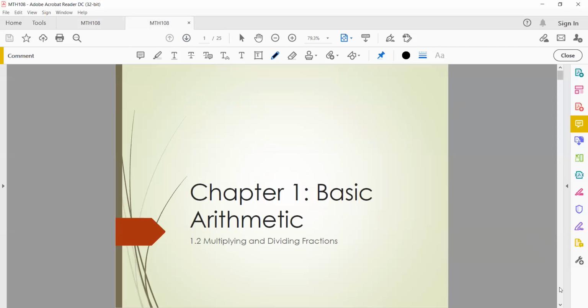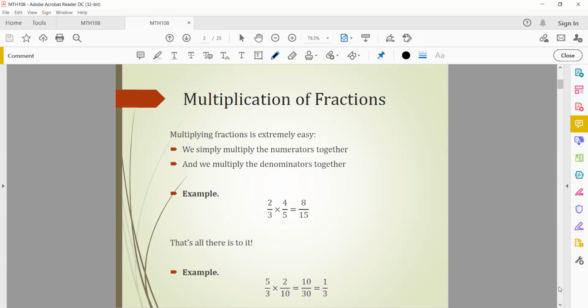So the next one is 1.2, multiplying and dividing fractions. This section is super hard. I'm just kidding, it's really easy. Multiplying and dividing fractions sounds difficult, but it's super easy. Adding fractions, which we'll do later on, is surprisingly a little more difficult. Multiplying and dividing fractions, they pretty much just set it up in the easiest way possible. So let's just do some examples.